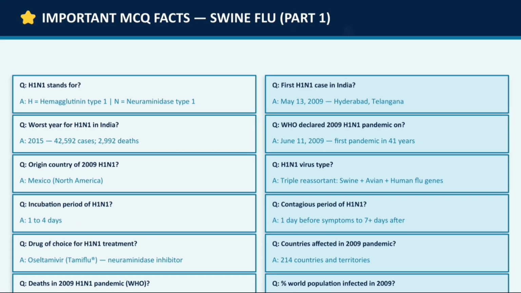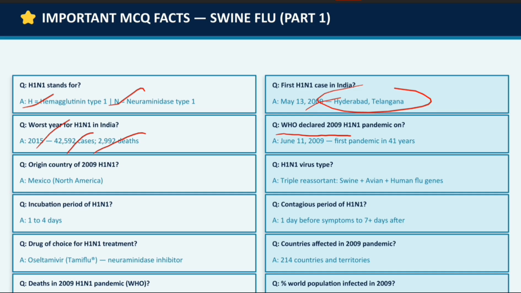These are some important questions that may be asked in competitive exams. H1N1: H stands for hemagglutinin type 1, N stands for neuraminidase type 1. First H1N1 case in India: Hyderabad, May 13, 2009. The worst year for H1N1 was 2015, with 42,592 cases reported and almost 3,000 people died.